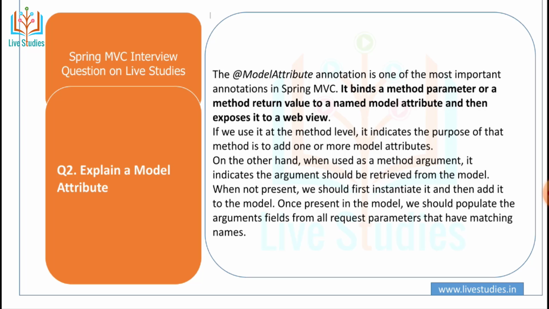On the other hand, when used as a method argument, it indicates the argument should be retrieved from the model. When not present, we should first instantiate it and then add it to the model. Once present in the model, we should populate the argument's fields from all request parameters that have matching names. Very most important question.